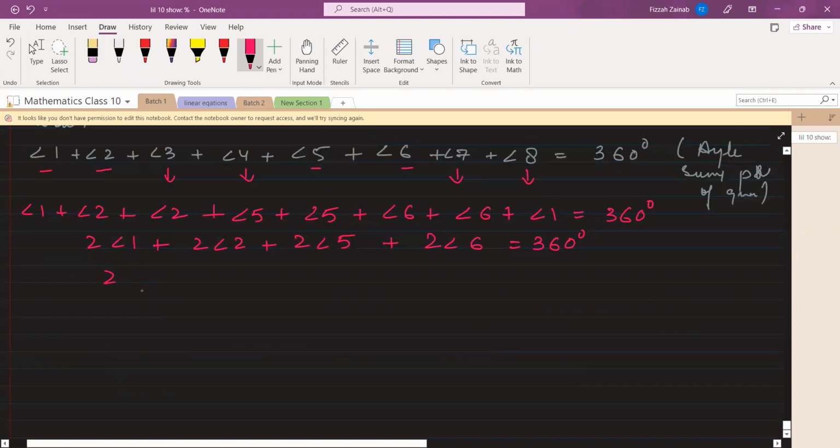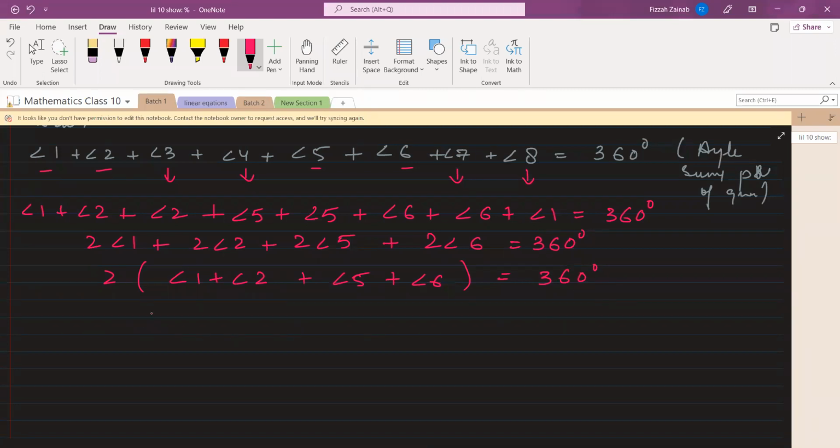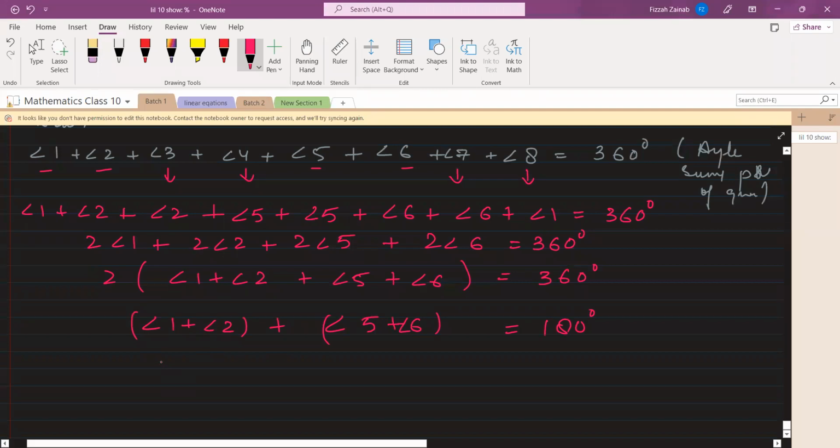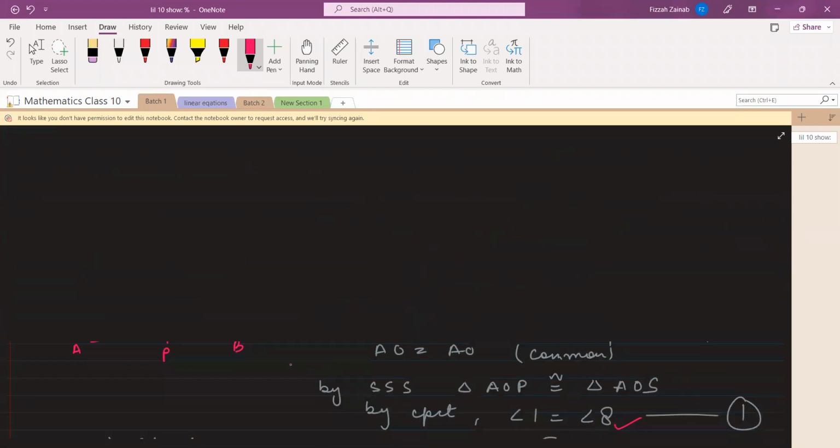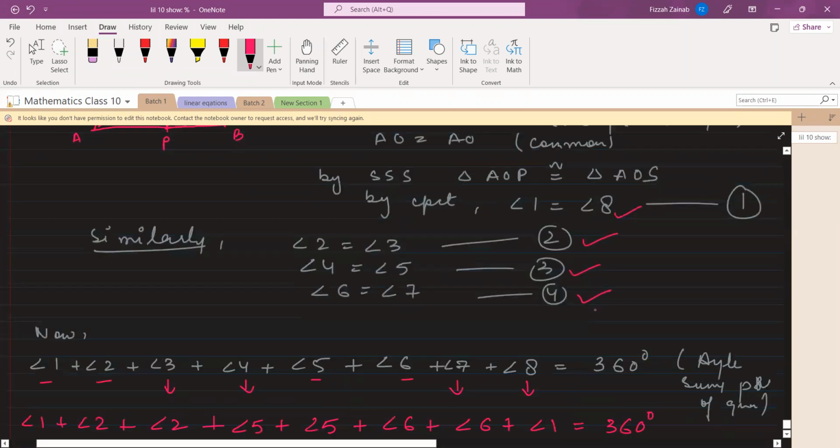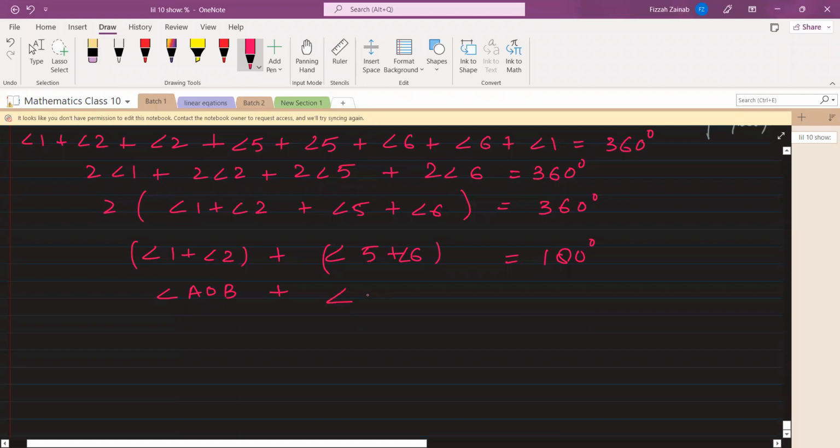Then you can take 2 common. Angle 1 plus angle 2 plus angle 5 plus angle 6 is equal to 360 degrees. This 2 you can bring in the denominator and then you can make pairs. So angle 1 plus angle 2 plus angle 5 plus angle 6 is 180 degrees. Now angle 1 plus angle 2 is angle AOB, and plus 5 plus 6 is, as you can see in the figure, COD, right? So now you have shown them to be supplementary. And the other result, you can just write similarly. Angle AOD plus angle BOC will also be 180 degrees.